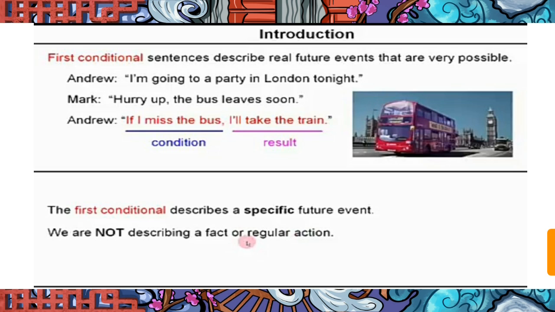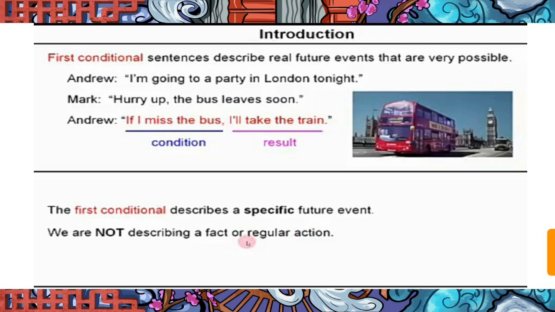For further details, I will give you more explanation: first conditional sentences describe real future events that are very possible. Andrew: I'm going to a party in London tonight. Mark: Hurry up, the bus leaves soon. Andrew: If I miss the bus, I will take the train.